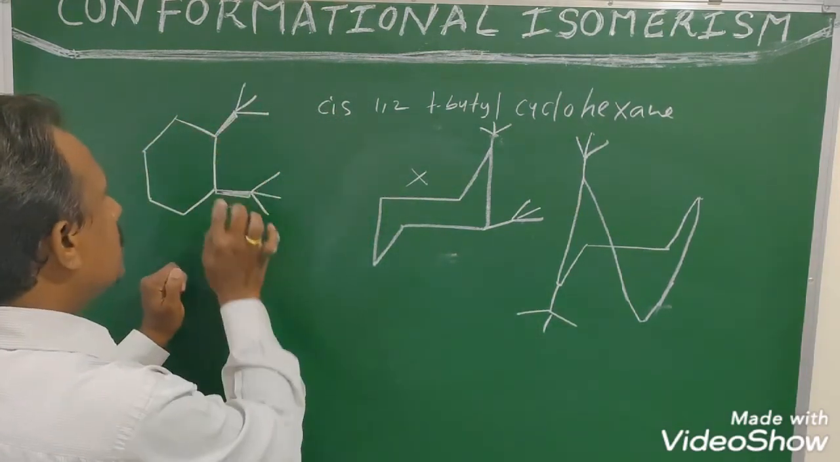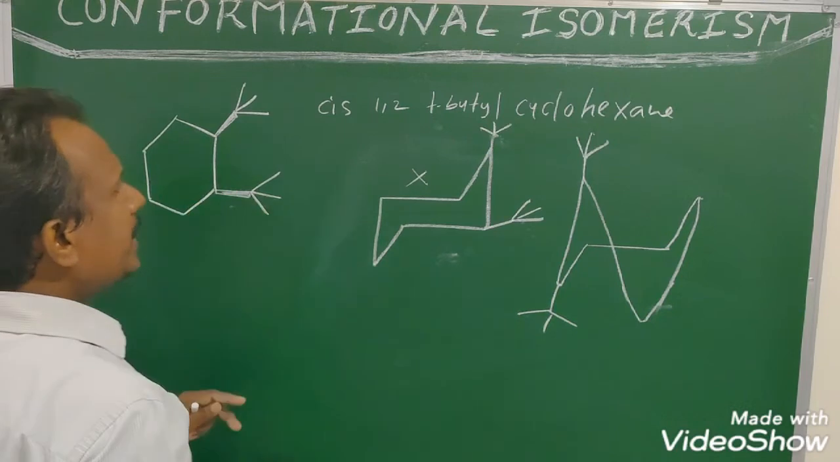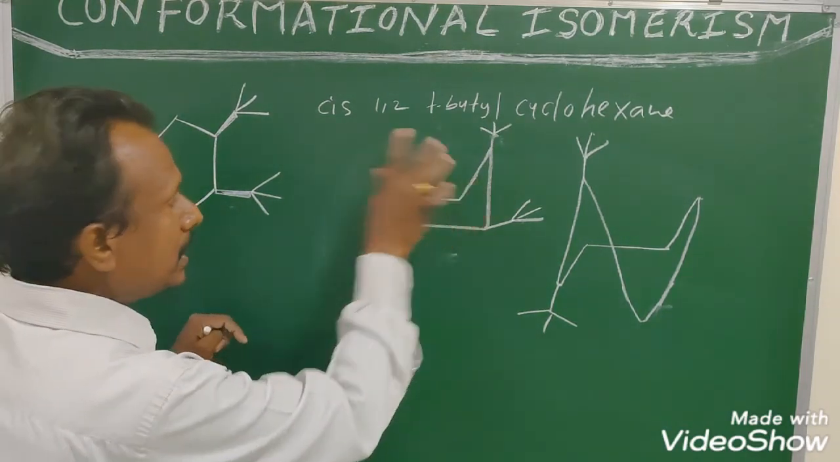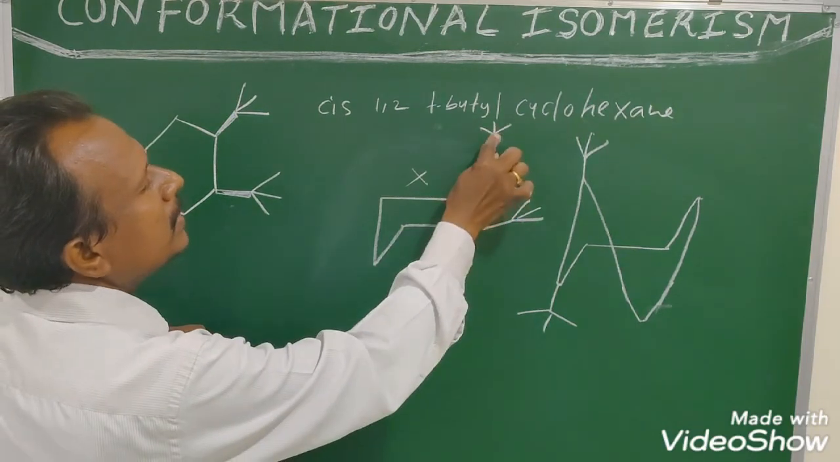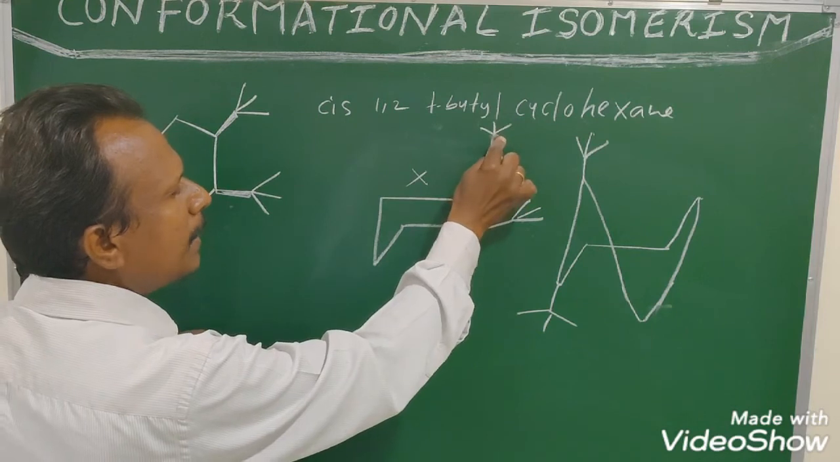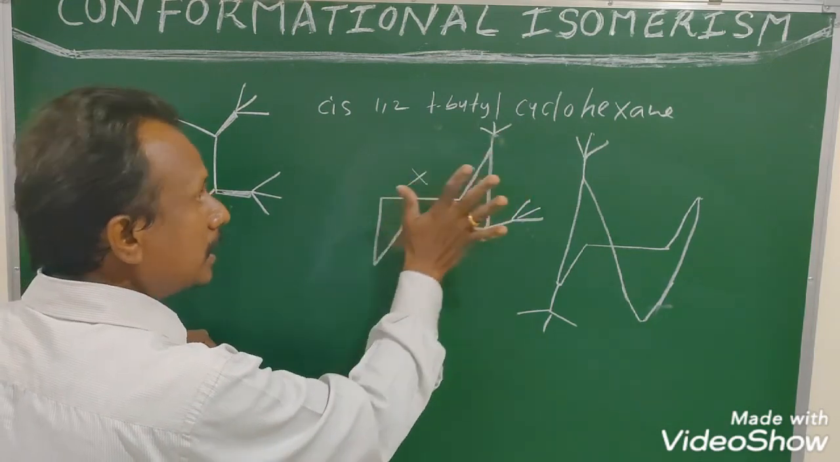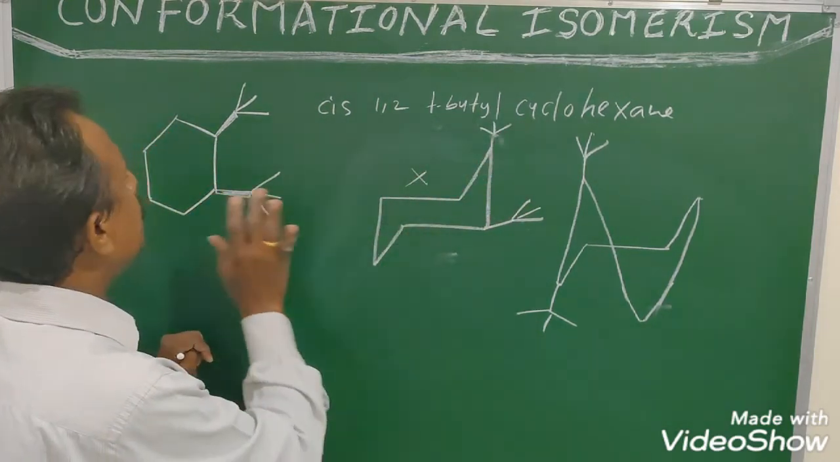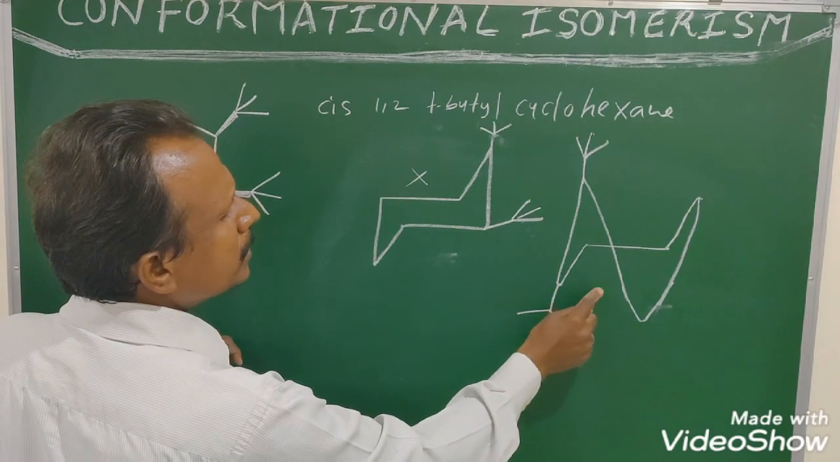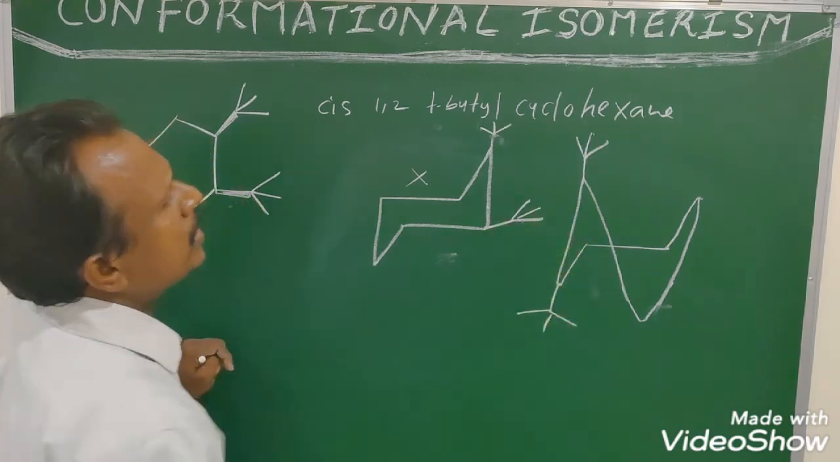So this compound we predicted to have two chair conformations, but that does not occur because t-butyl is a bulky group. In chair conformation, if it occupies the axial position, it is highly unstable. So this compound predominantly exists in twist boat conformation.